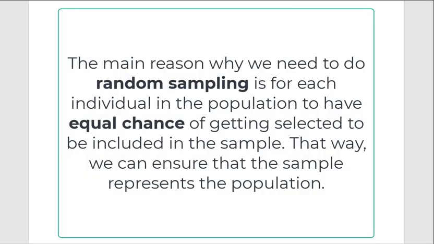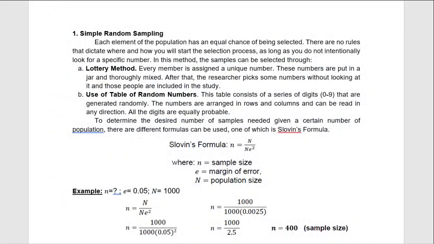So we have said earlier that we wanted all of the individuals within a population to have an equal chance of getting selected and being included in the sample, so that we can ensure the result that we are getting from the sample truly represents the entire population. So the first one is simple random sampling. Each element of the population has an equal chance of being selected. There are no rules that dictate where and how you will start the selection process, as long as you do not intentionally look for a specific number.